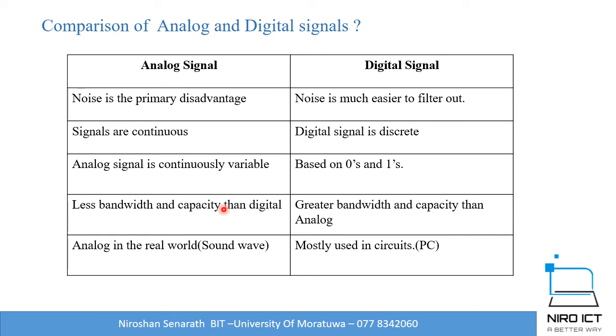Less bandwidth and capacity than digital. When you compare with the digital signal, less bandwidth is required to transmit data as an analog signal. But greater bandwidth and capacity are necessary for digital. So if the bandwidth is high, then the capacity must be high. Analog, in the real world, includes sound waves and water waves, which we can call analog waves. But digital is mostly used in circuits, such as ICs, processors and microprocessors. They use digital signals.